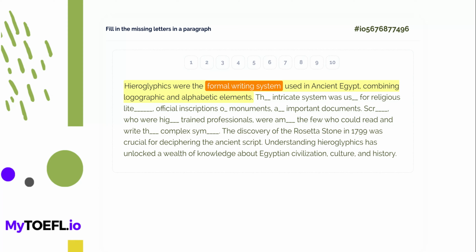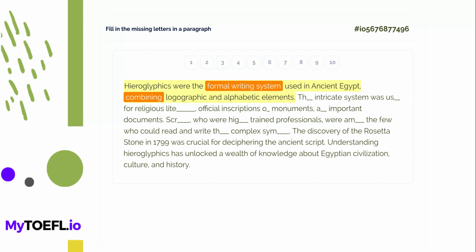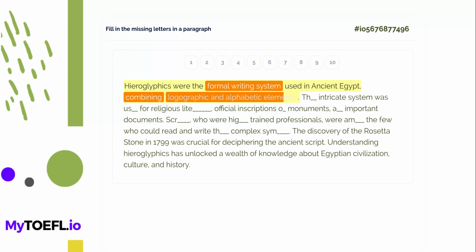The sentence also explains the structure of this system by using the word combining. This participle indicates that the system was not just one thing, but a mixture of logographic and alphabetic elements. Recognizing that this is a definition helps us understand the context for the rest of the paragraph.